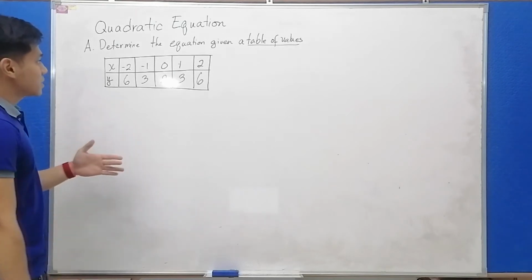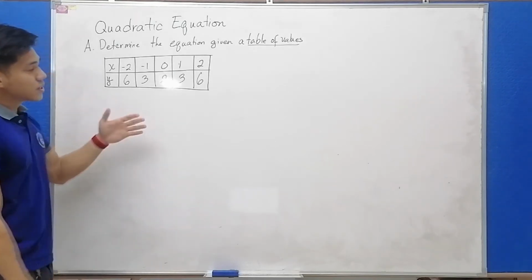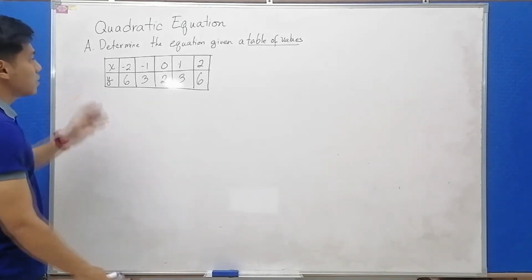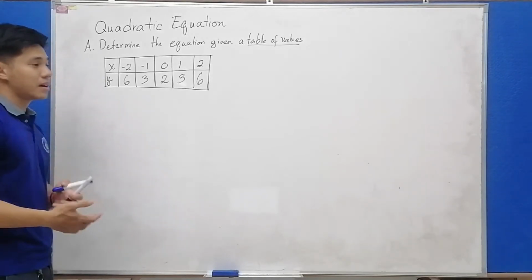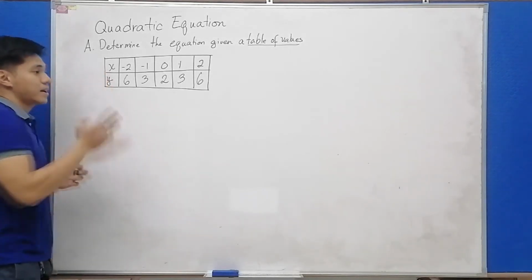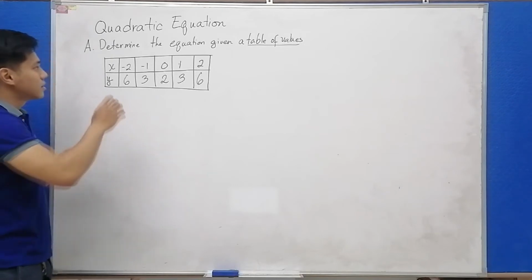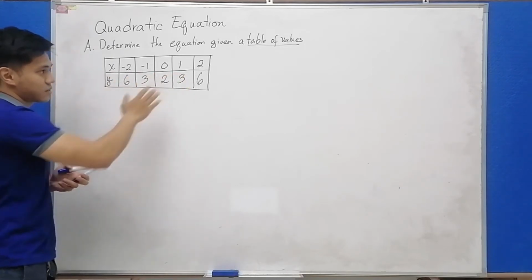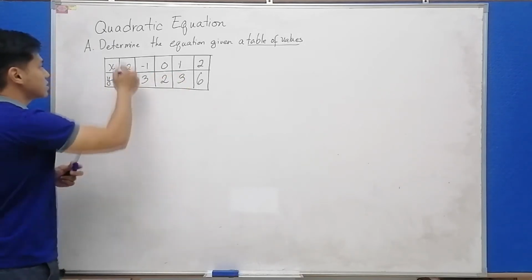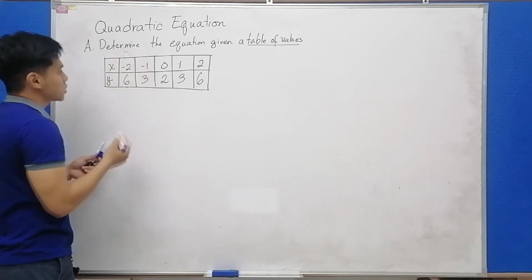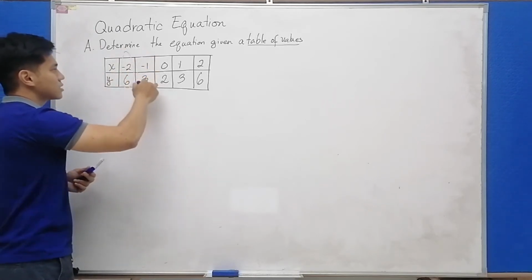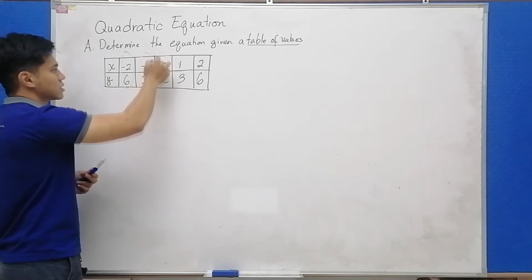So our first step is we're going to be selecting 3 pairs in the table. What I mean by pairs is the x and y pair. So you have to choose 3 pairs out of the table. For example, we will be choosing these 3 pairs: -2 and 6, -1 and 3, and 0 and 2.